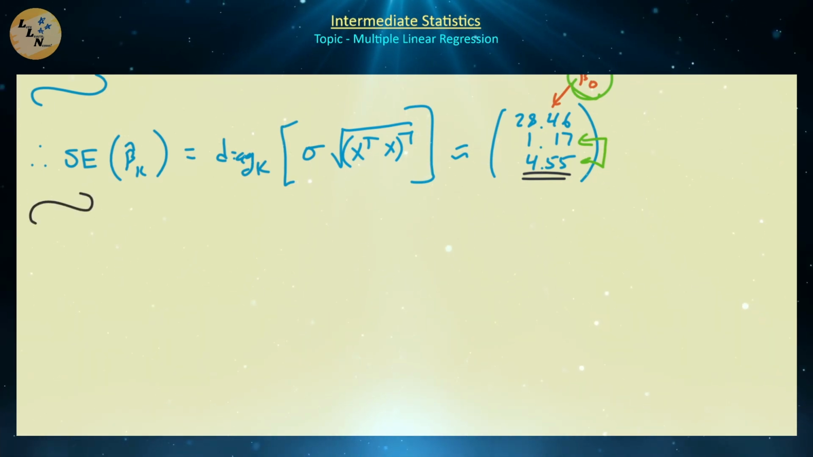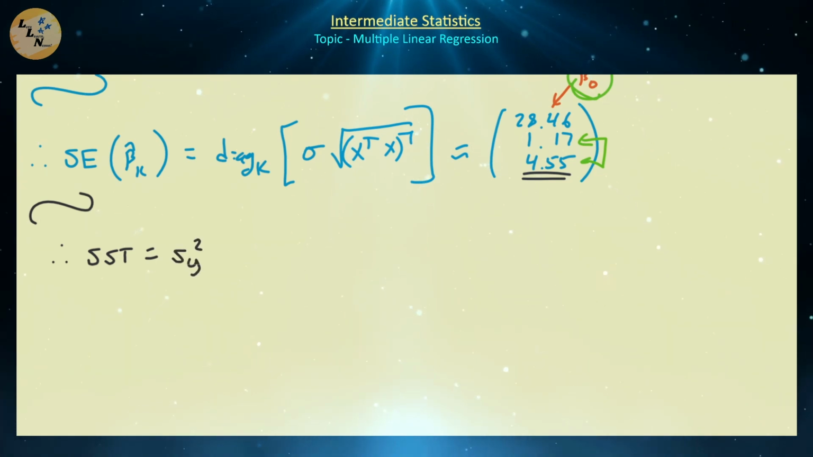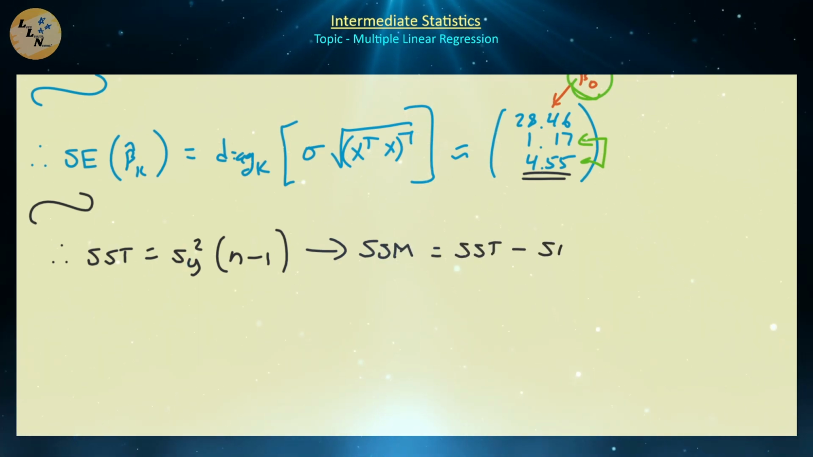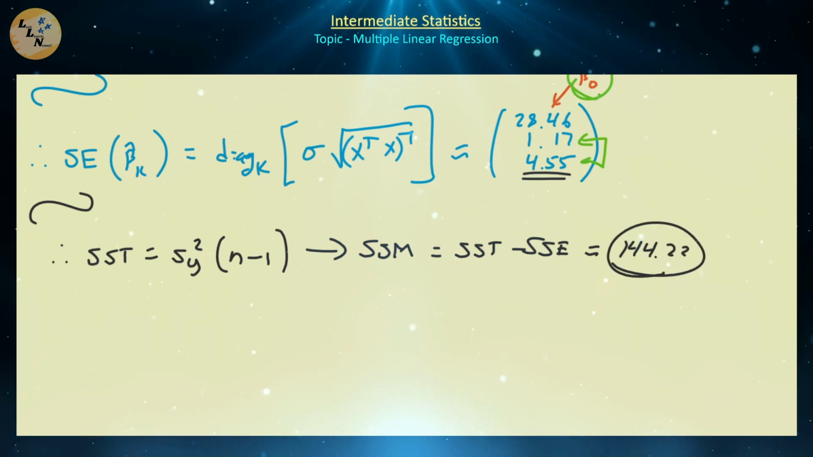Now, once we have our sigma and our SSE and our MSE, the next thing we need to calculate, for example, is our SST. Keep in mind our SST is going to be equal to the variance of our response variable times n minus 1, and then from it you can calculate, for example, the SSM, which is just going to be equal to the SST minus the error sum of squares. Right? And one can find that the SSM is approximately equal to 144.22 for our particular data set.